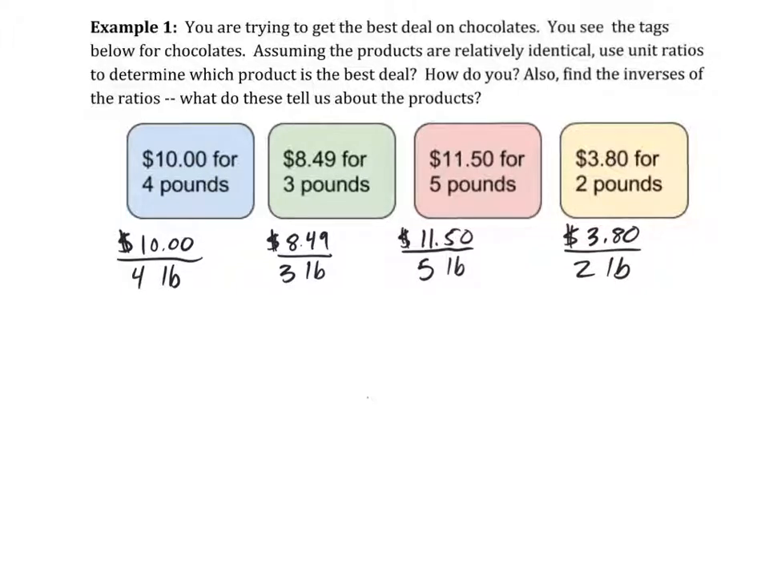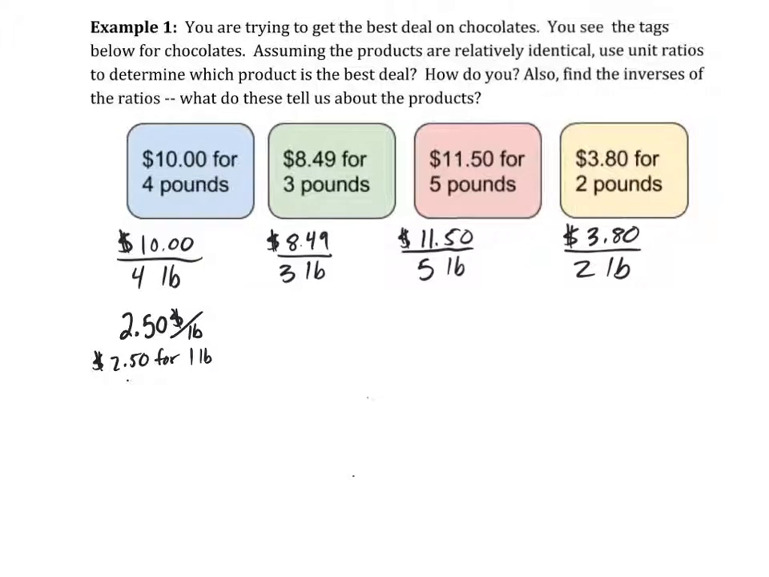If I take $10 and divide it by 4, I get 2.5. I'll write that here, 2.5. We know that division problem gives us 2.5, but it's not just 2.5, it also gives us a unit. We have to think about what the unit is. We're taking a dollar amount and dividing it by pounds. So what this is telling me is $2.50 for 1 pound.